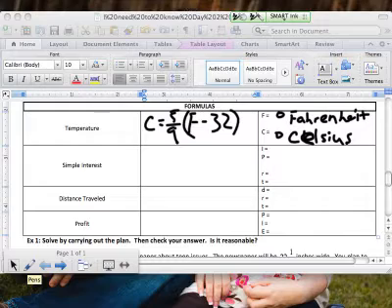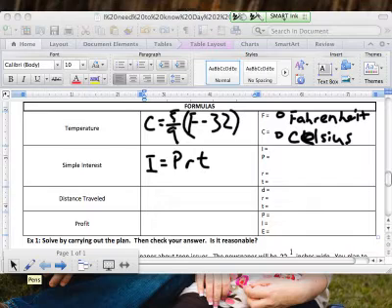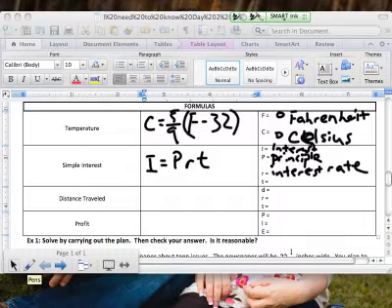Simple interest. Okay. I equals PRT, where I is the interest. P is principal. R is the interest rate as a decimal. And finally, T is the amount of time your investment is for.